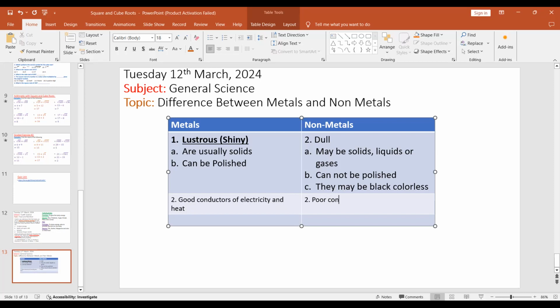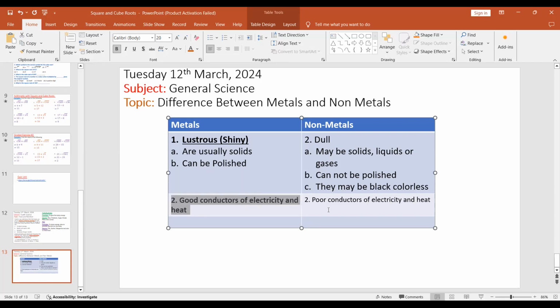poor conductors of electricity and heat. So there we have it.